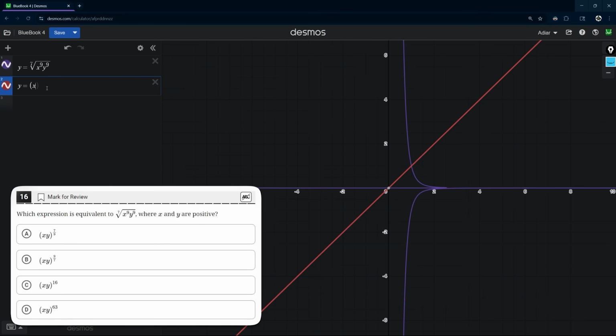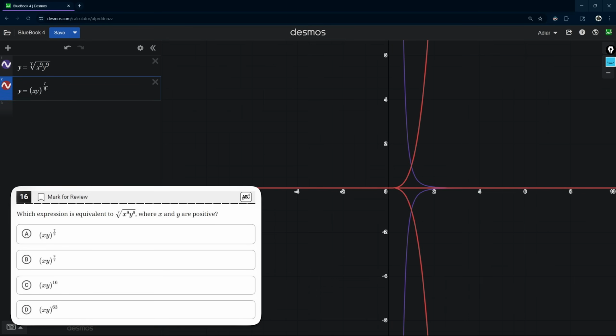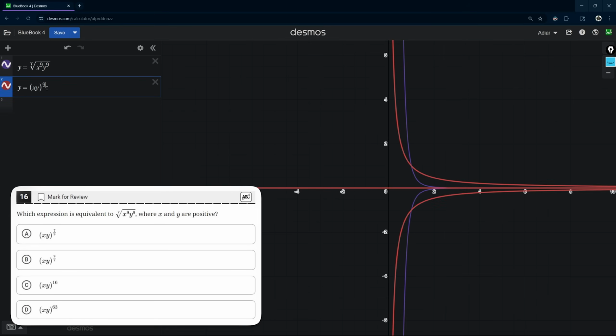Y equals x y to the power of 7 over 9. That is not the same at all. So we will try option B. Option B is x times y to the power of 9 over 7. And we can see that these perfectly align. So they are the exact same expression.